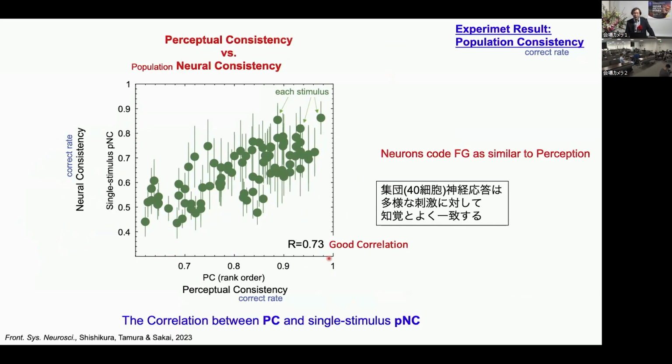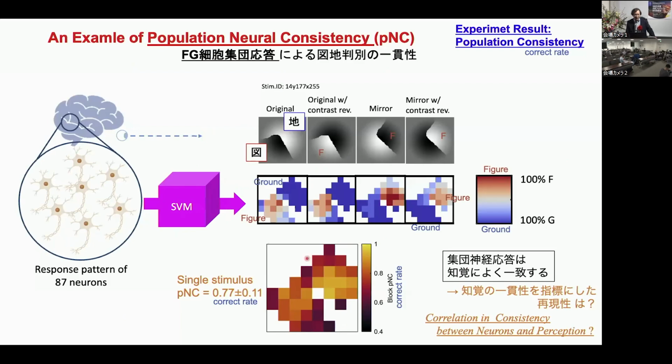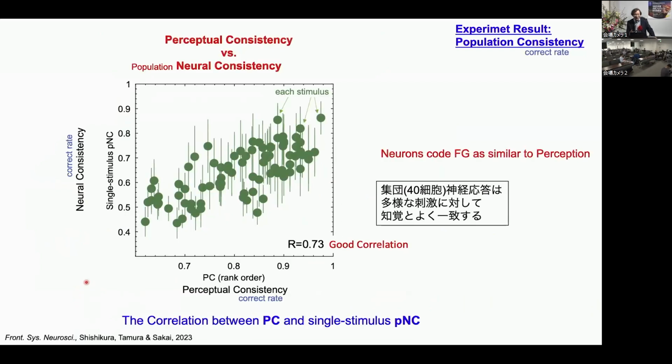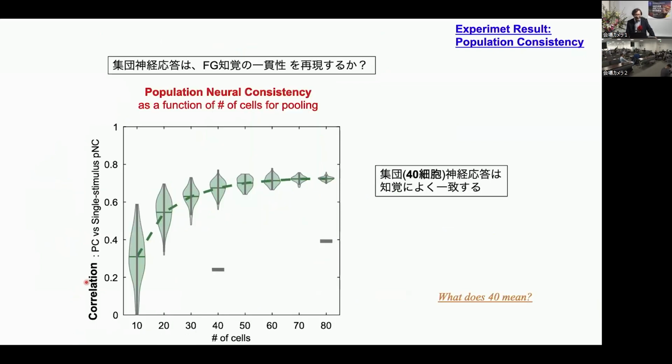And another point here is the number of cells. In the previous slide, we pooled 87 neurons. You may think this is large or small, but anyway, we are interested in why we need, how many cells are needed to pool. This shows the correlation between perception and neural activity as a function of the number of cells in the pool. And actually, we observed that it gets saturated with around 40 neurons. So the question is why 40?